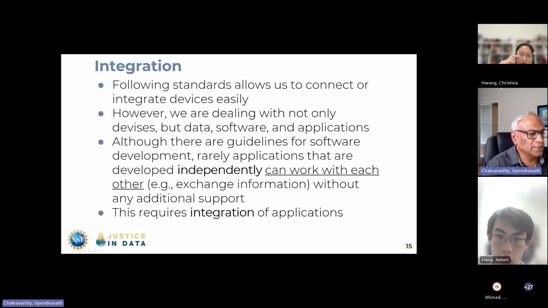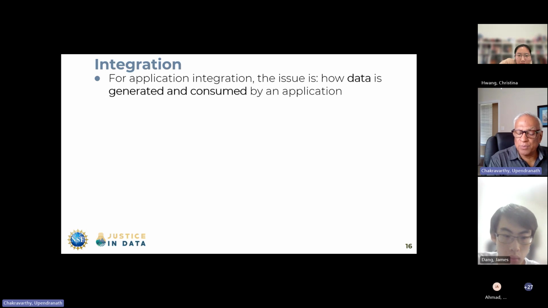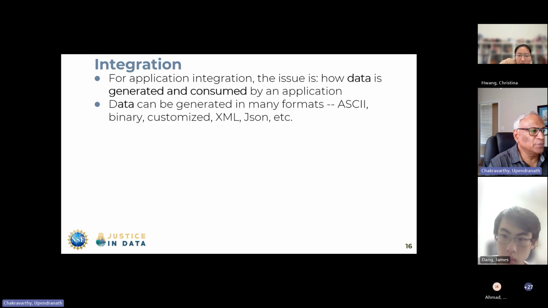This requires integration of applications. For application integration, the issue is how data is generated and consumed by the application. So it's always a producer and consumer. One application is generating the data, another one is consuming it. So the generator needs to adhere to some standard so the consumer can be aware of the standard and interpret it.